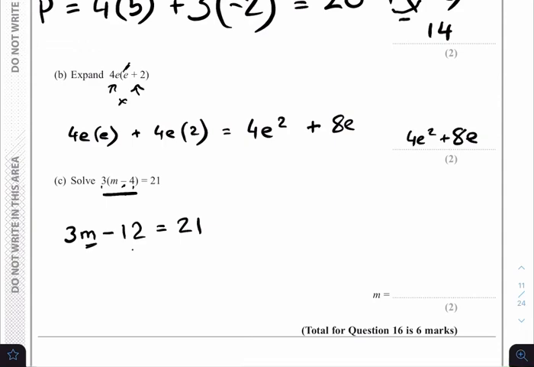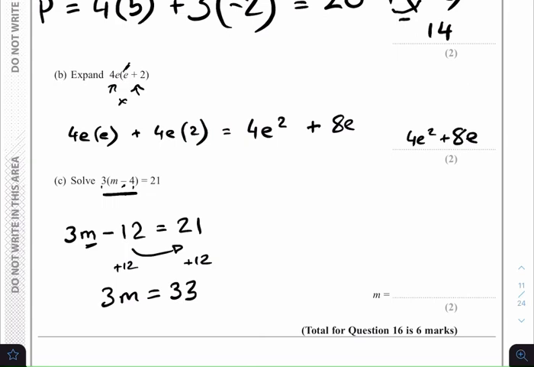So what we can do is bring this 12 over to the right hand side. How do you remove the 12 on the left, which is a minus? You add 12 to the left, but whatever you do to the left hand side, you do to the right hand side. So you add 12 on both sides. So add 12 like that. 3m equals 33.